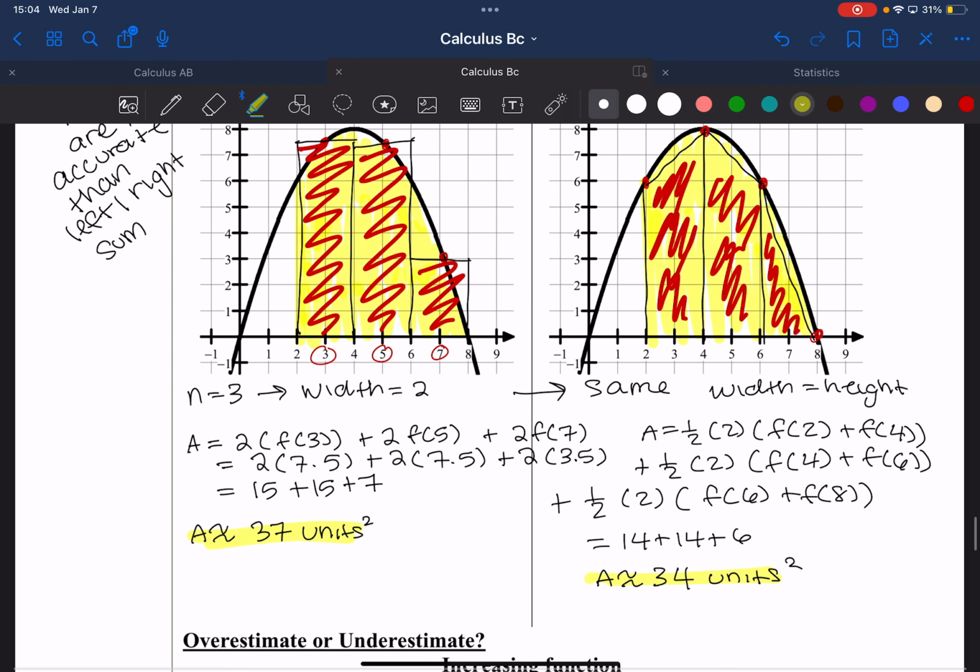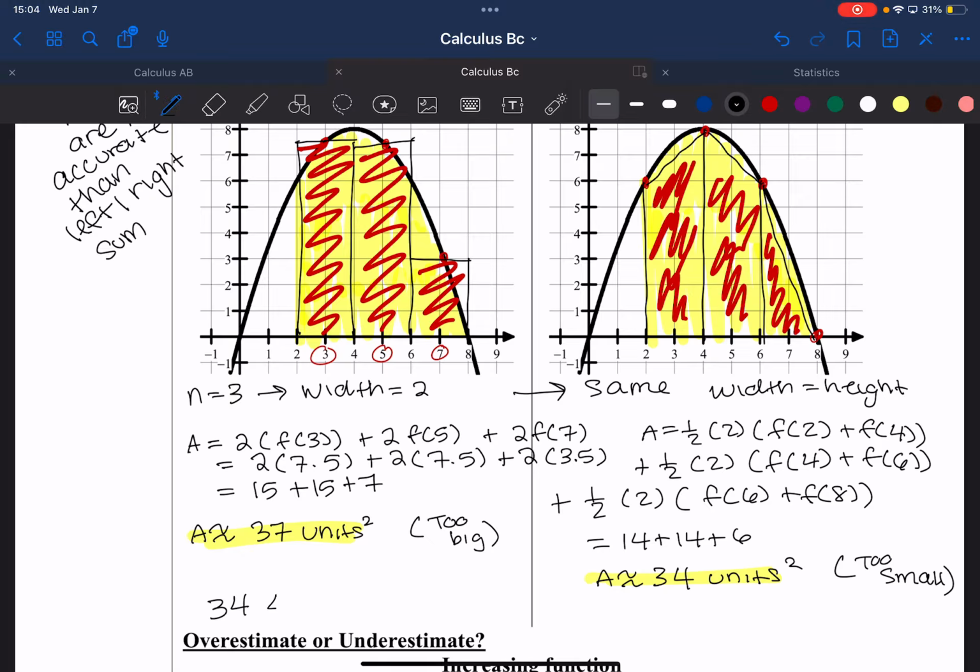So again, if we look at these two diagrams, we see that the midpoint Riemann sum was a little bit too big, and then the trapezoidal sum was a little bit too small. Okay, so I would say too big, too small, which means a better approximation for our area is that our area will be between 34 and 37.